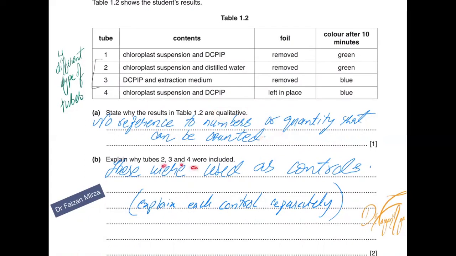Explain why tubes 2, 3, and 4 were included. Tubes 2, 3, and 4 are each controls, so you can explain why each control was there. For example, in tube 2, chloroplast and distilled water was there, but DCPIP was not there. In the next, the DCPIP and extraction medium was there, so the chloroplast was not there. In the last, chloroplast suspension and DCPIP both were there, but the light energy was not there. So you can see one variable was missed out in each. All three of them behave as controls.